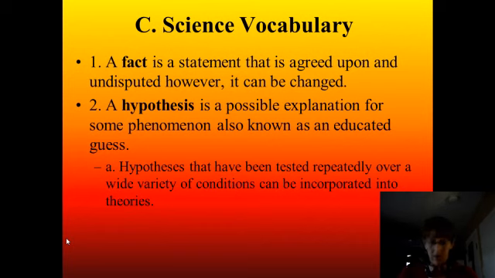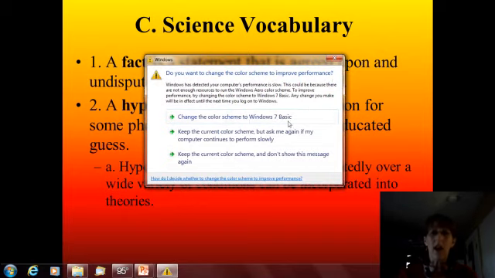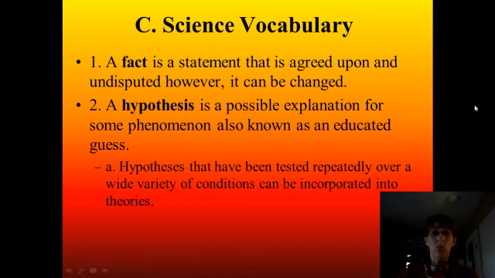Okay, a fact, a little bit more vocab. A fact is a statement that's agreed upon and undisputed. However, it can be changed. Facts are not written in stone. If you'd gone back into the 1100s, it would have been a fact, you would have learned it in school, that the earth was flat. Oh, yes, the earth is flat. Well, we get more and more and more data, and we find out that, oh, sure enough, the earth is not flat. And we know that the earth is round, so the fact today would be that the earth is round.